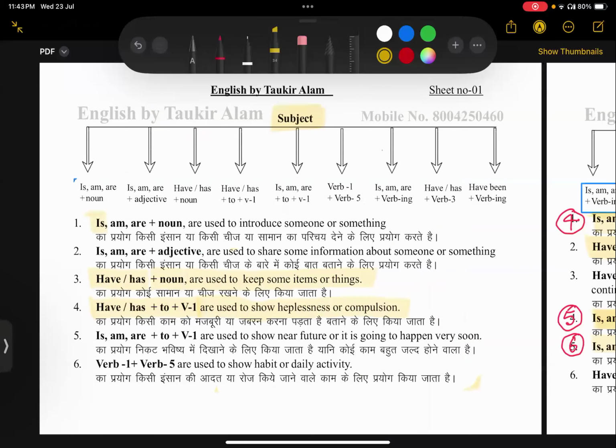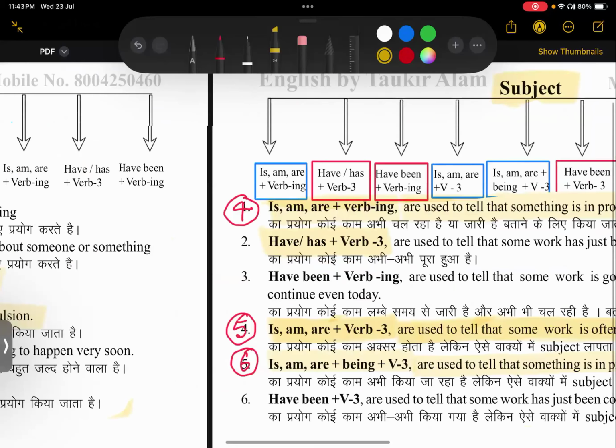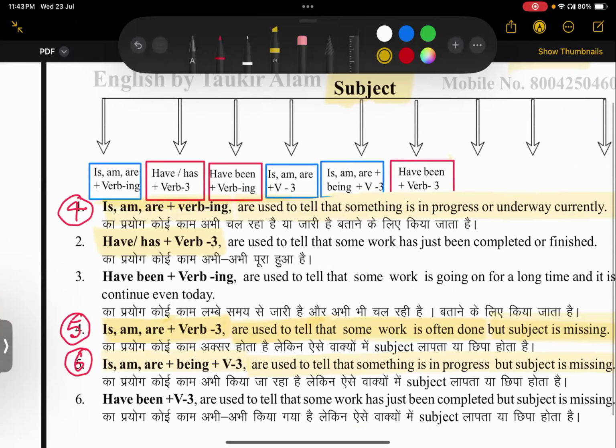So dear student, the next one is have or has plus verb in third form, used to tell that some work has been completed or finished. If you want to speak a sentence where you want to say that you have finished your work, you have completed your work, then how to speak such sentences? This is very, very simple to say. And that is I have, you have, they have, we have, he has, she has. Then you will speak verb in third form.